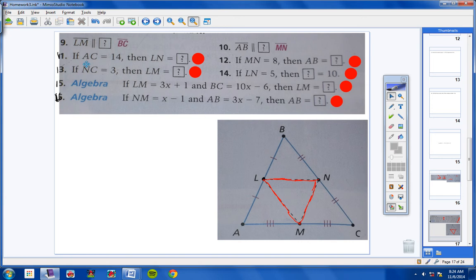Number 11. AC is 14, okay? So here's AC. This whole length all the way across is 14. Okay? All the way across. If AC is 14, what's the length of LN? Well, students, remember, this is a mid-segment, and this is the side it's parallel to. So the mid-segment is always half the length of the side it's parallel to. So this is 14, then LN has to be 7. There we go. Just like that. Not too difficult, okay? 7.